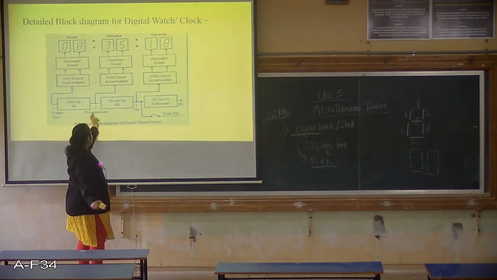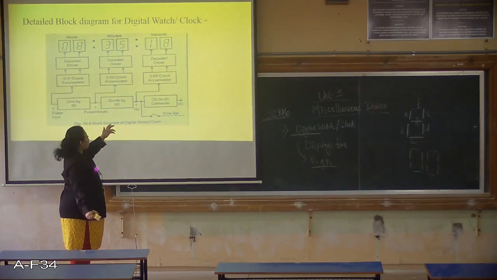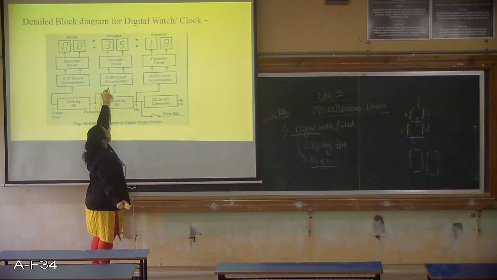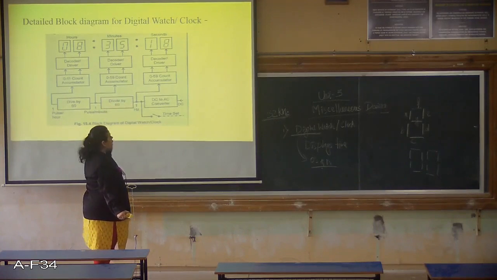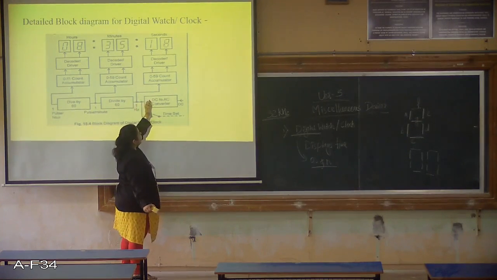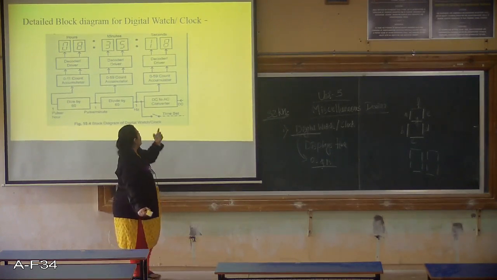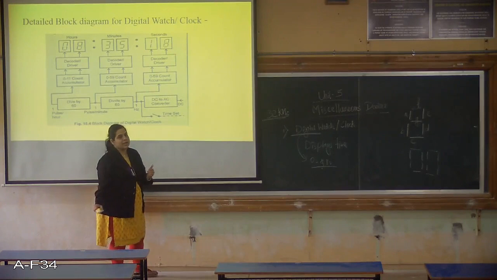Then the pulse in minute is again given to the divide by 60 mod counter. Here we have used the mod counters to count in minutes. Obviously 60 minutes is equal to 1 hour, so the counter will be a 0 to 59 count accumulator. Again it is given into the decoder and then the driver, and the minute is displayed on the output. Again the time set is given, and the frequency is given to the converter. Then again 60 seconds is equal to 1 minute. Correct. So a 0 to 59 count accumulator is there, and the output is given to the decoder and driver, and the second is displayed.